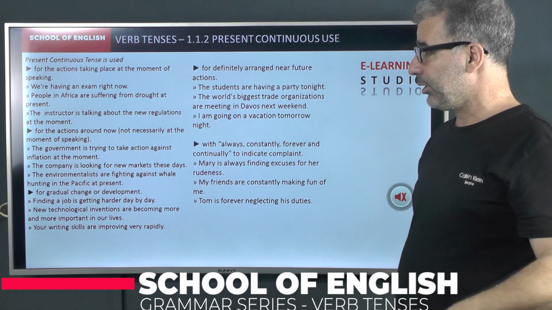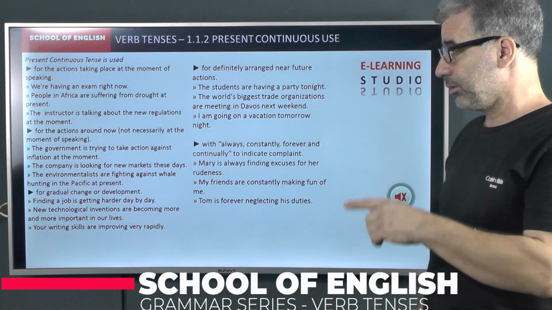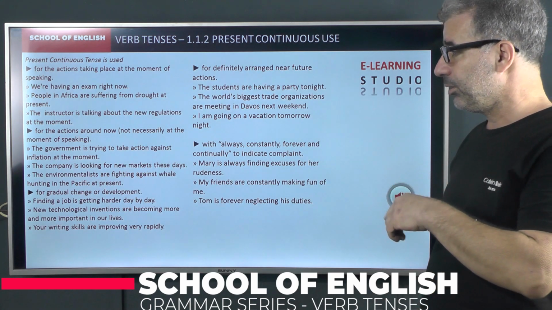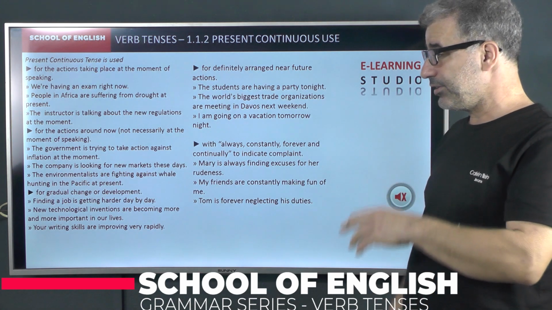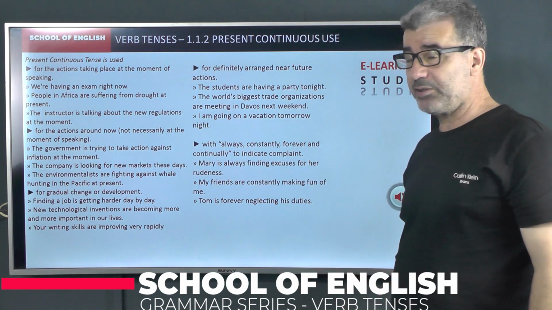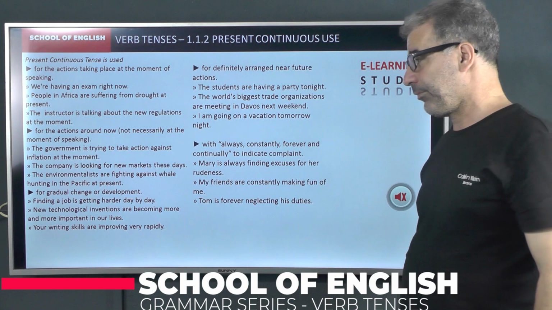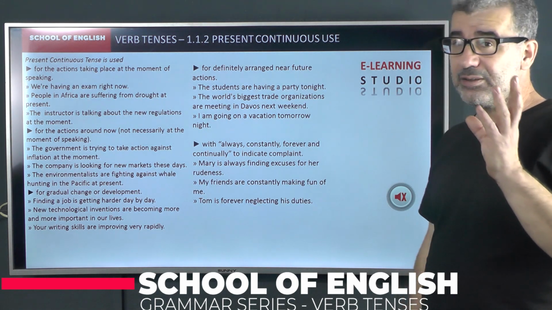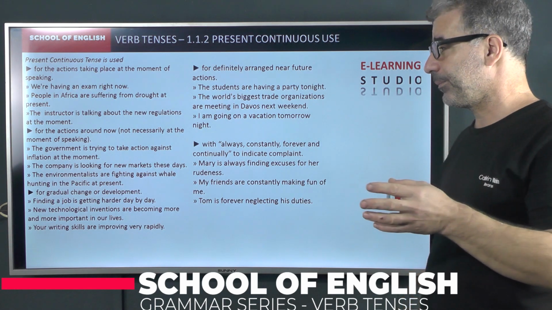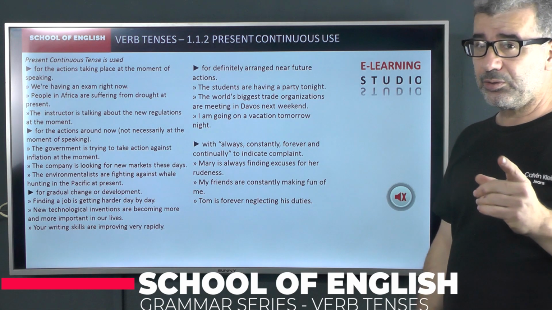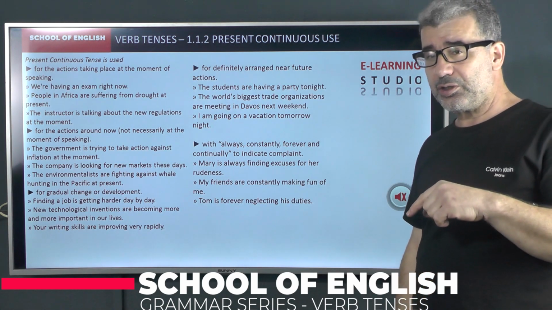Okay? And the other example, the company is looking for new markets these days. The third example, the environmentalists are fighting against whale hunting in the Pacific at present. For the actions, as I said, around now, not necessarily at the moment of speaking. And the third usage, we use present continuous tense for gradual change and development.